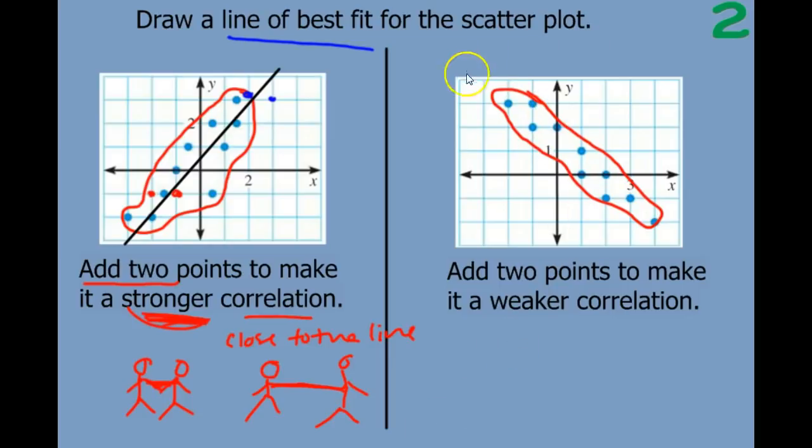And then draw a line through with some points above and some points below. If you go through a couple, that's okay. Use a straight edge. We don't want a curve, we want a straight line. And now add 2 points to make a weaker correlation.